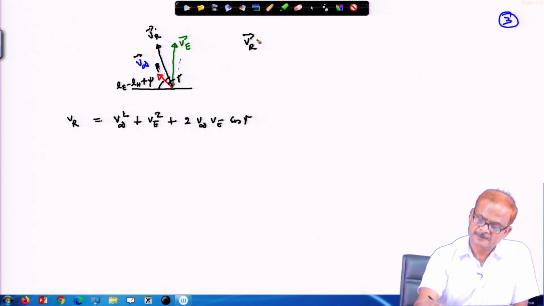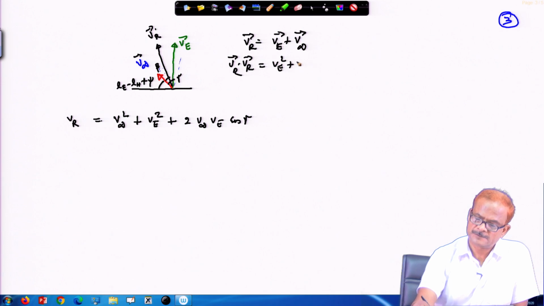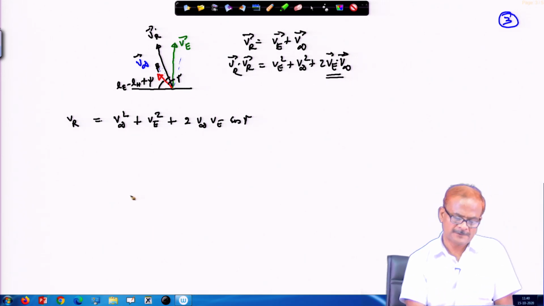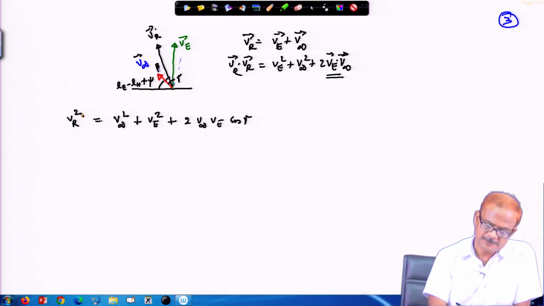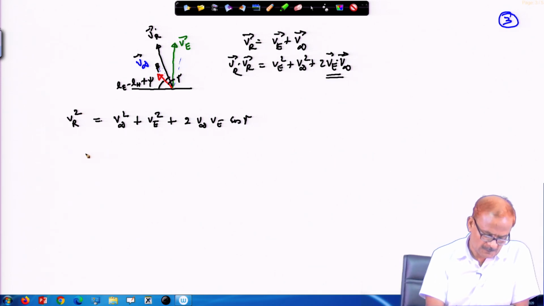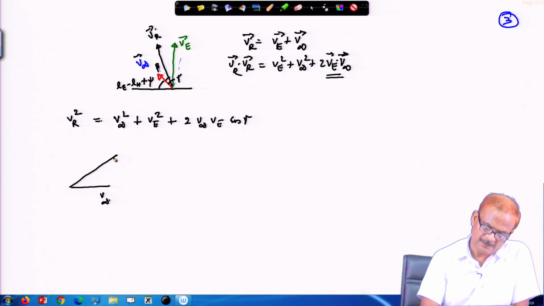So, V r equal to V e plus V infinity. If we take the dot product V r dot V r, this gives you V e square plus V infinity square plus 2 V e times V infinity, this is dot. The angle between these two is gamma, therefore, here it comes as cos gamma. Okay. Thereafter, the angle gamma, now look here in this place, this is V infinity.